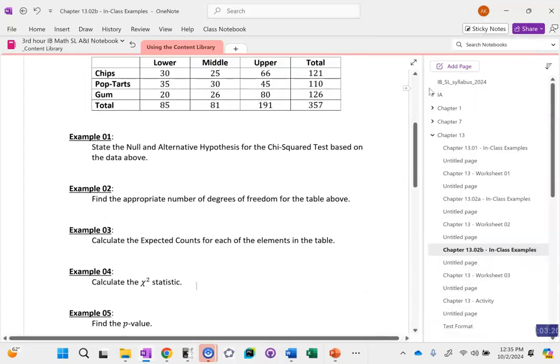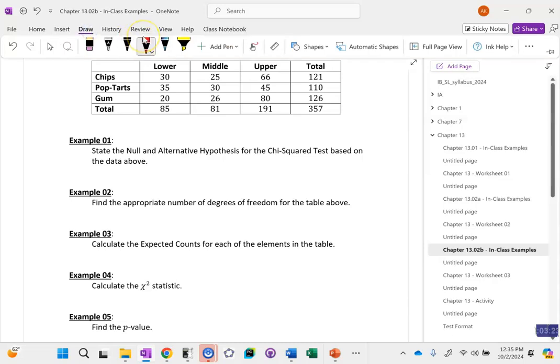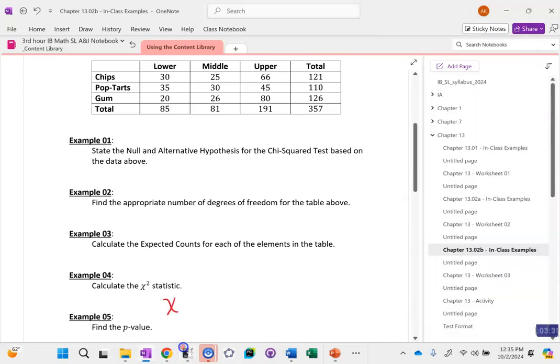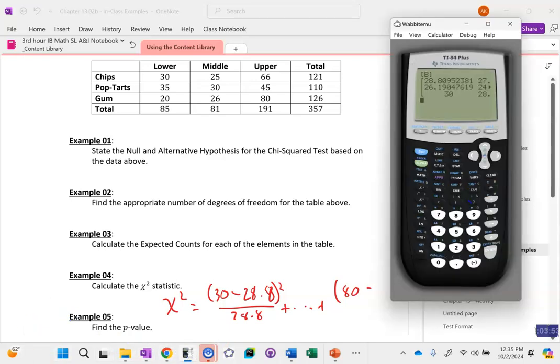Now, in practice, if it says calculate the chi-squared statistic, and we're looking for some shown work, this is what I'd like to see. So you say chi-squared equals 30 minus, and then my first one was 28.8 or something, squared over 28.8 plus... 80 minus, and then my last one was 67.4.